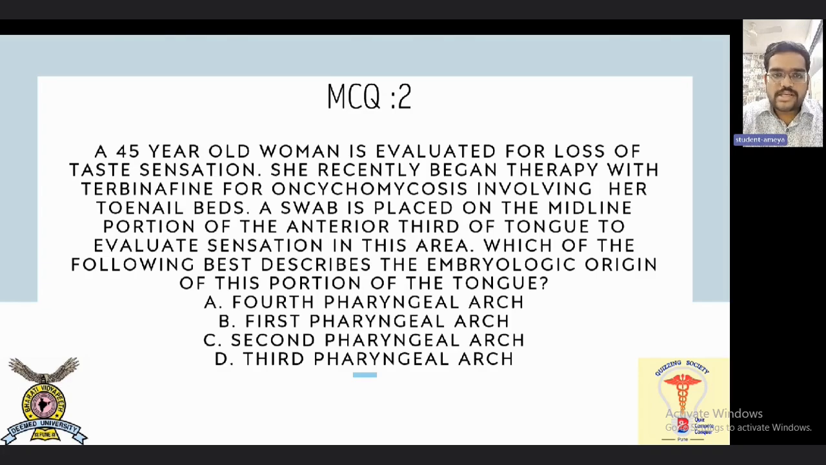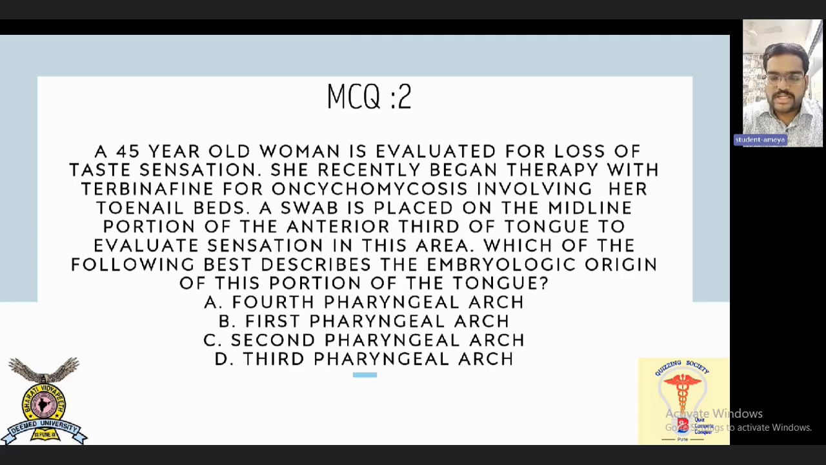Which of the following best describes the embryologic origin of the portion of the tongue? A, fourth pharyngeal arch, B, first pharyngeal arch, C, second pharyngeal arch, D, third pharyngeal arch. So based on reading the options alone, I understand that this question has come from pharyngeal arches. Reading the last line of the question, they're asking me the embryologic origin. So that means this question is a core question of embryology and not really a question of the clinical features like the last one. So here the keywords are 45-year-old woman, loss of taste sensation.